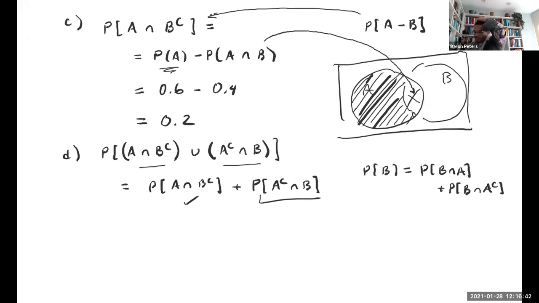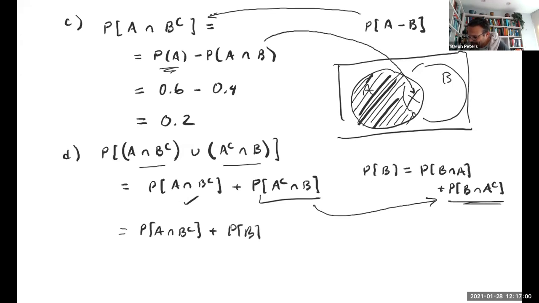All right. So, okay, we had to decompose this event here. This and this are the same, right? And so I can take these two things and I can write this as P of A intersection B complement. I'm going to solve for the one over here and get P of B minus P of B intersection A.